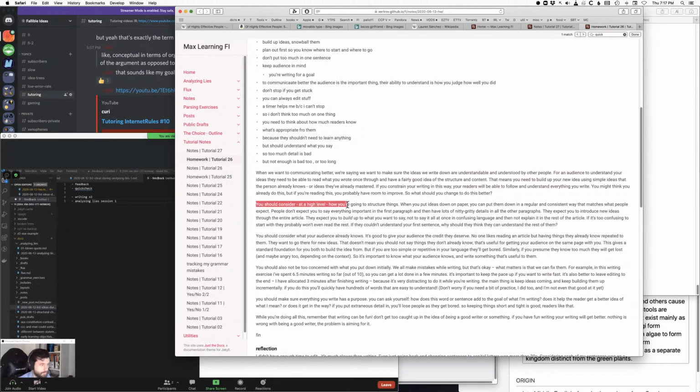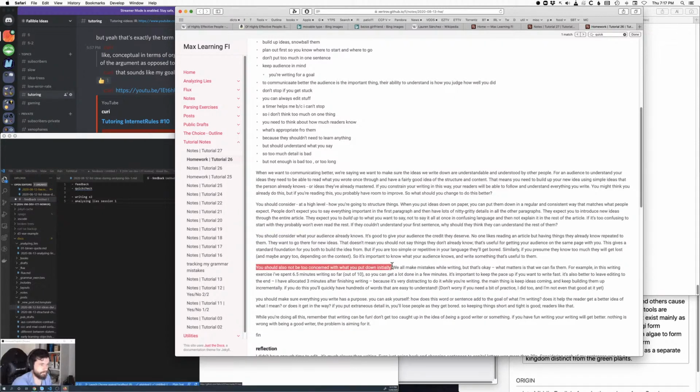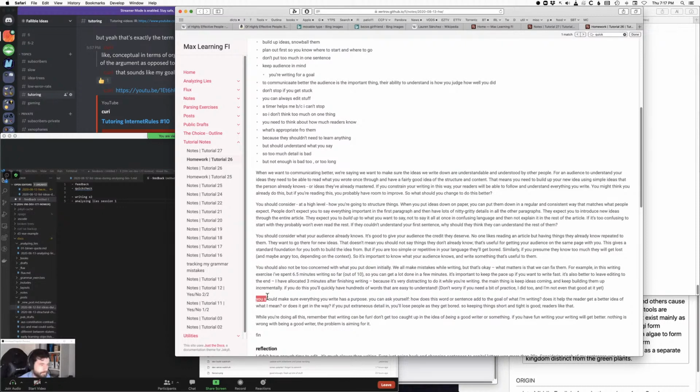You should consider at a high level how you're going to structure things. I guess things means writing. You should consider what your audience already knows. You should not be too concerned with what you put down initially. Okay, I assume because you can edit. It's hard to tell exactly where that paragraph's going, but it seems like a separate point. You should make sure everything you write has a purpose. Remember, writing can be fun. Yeah, that seems pretty outliney. Each of them seem like a distinct topic.